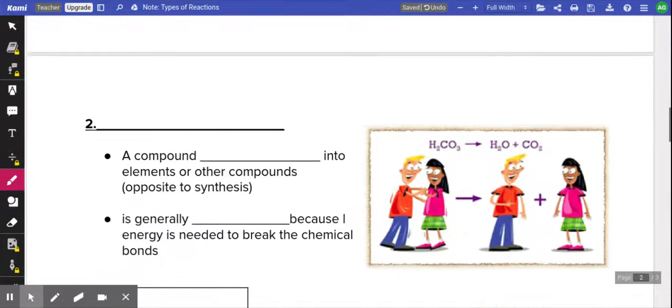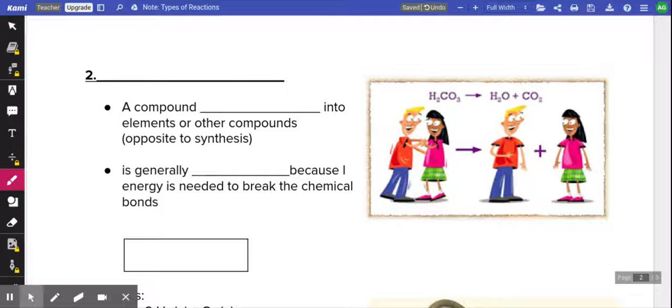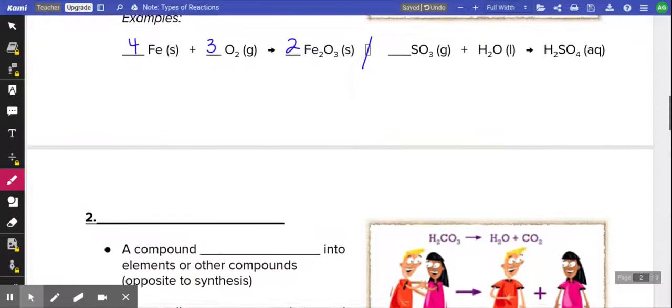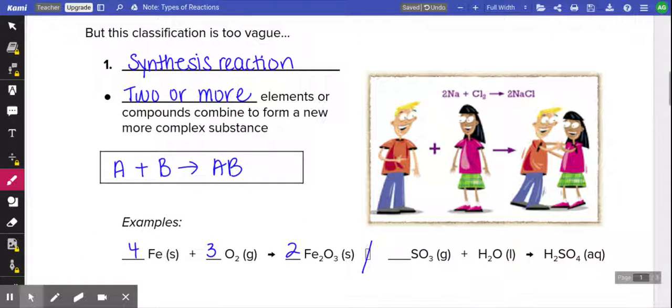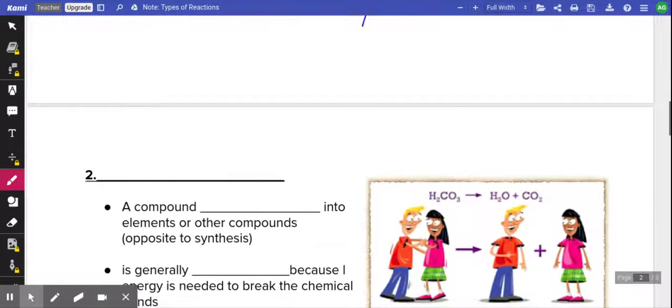Our second type of reaction, and again, as a little side note, you should be able to predict what products you're going to get based on the reactants that you have and the different types of reactions that you know. So you know that if you have 2 elements, they will combine to make a new compound in the case of the synthesis reaction.